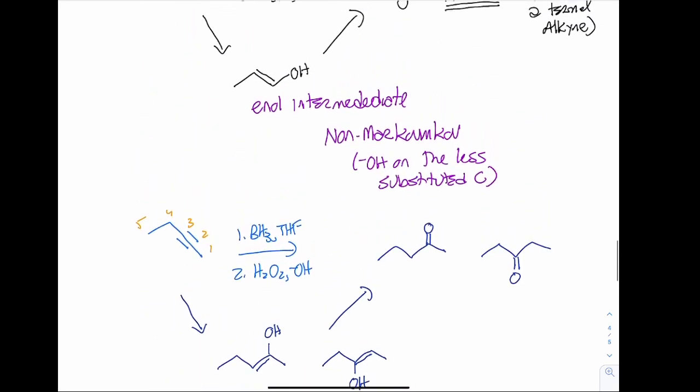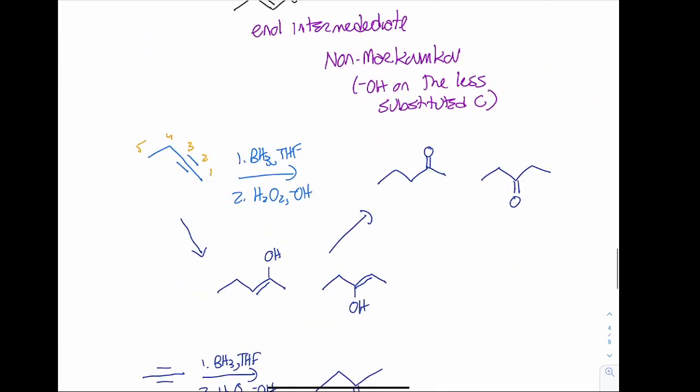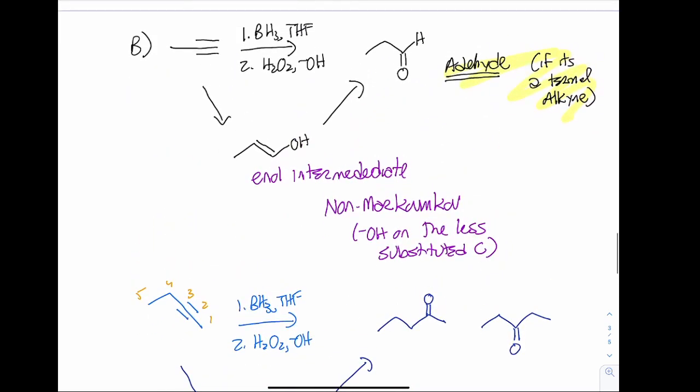So if it's a terminal alkyne, I'm going to get an aldehyde. If it's internal, I'm going to get a ketone again. So do be careful for that. Ketone, if internal, meaning it's in the middle somewhere, just not on the end.